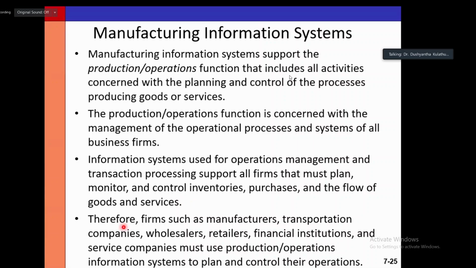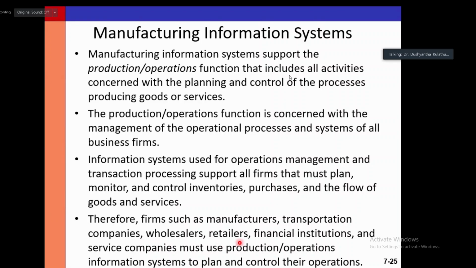Therefore, firms such as manufacturers, transportation companies, wholesalers, retailers, financial institutions, and service companies must use production operations information systems to plan and control their operations. So these day-to-day operations, and planning and managing them, are supported by these systems. Those types of systems can be relevant for manufacturers as well as other organizations like transportation companies, wholesalers, retailers, financial institutions, and so on.